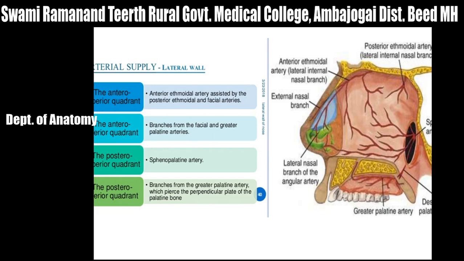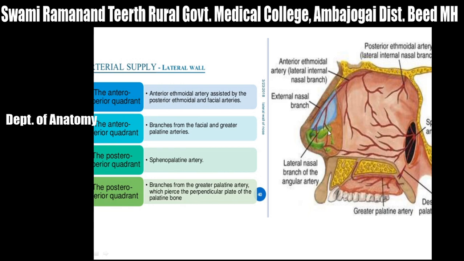Then next is the blood supply. In blood supply you have to write arterial supply as well as venous drainage. You can divide it into four quadrants: the antero-superior, antero-inferior, posterior-superior and posterior-inferior quadrant. The antero-superior quadrant is supplied by the anterior ethmoidal artery, assisted by the posterior ethmoidal artery and also branches from the facial artery.